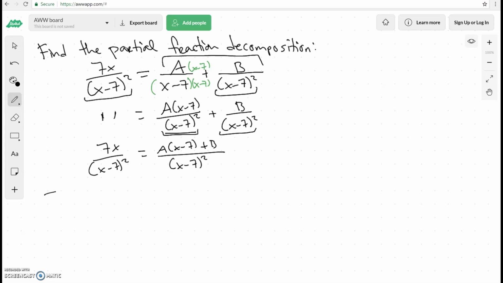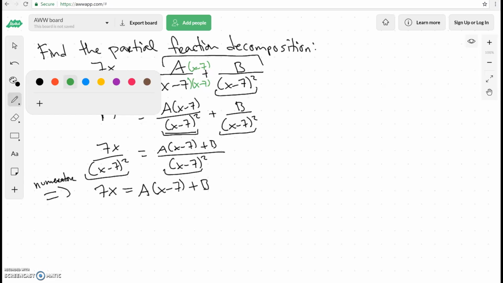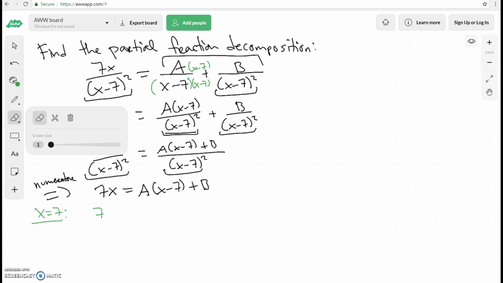Because we know that the denominators are the same, all we're going to look at now is the numerator. So I'm going to set the numerators equal to each other: 7x equals A times x minus 7 plus B. And now I want to find the values of A and B. What we want to look for are convenient values, and one of the convenient values is setting x equal to 7, because when we set x equal to 7, one of the terms is going to go away.